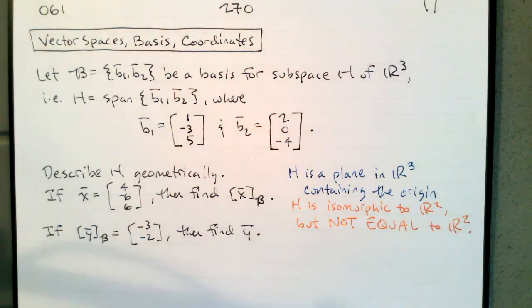So isomorphic just means that there is a one-to-one onto map from H to R2. Since it's one-to-one and onto, it is an invertible map. We can take the coordinates and map them to R2, and any vector in R2 will correspond to exactly one vector in H. But we don't want to say H equals R2.